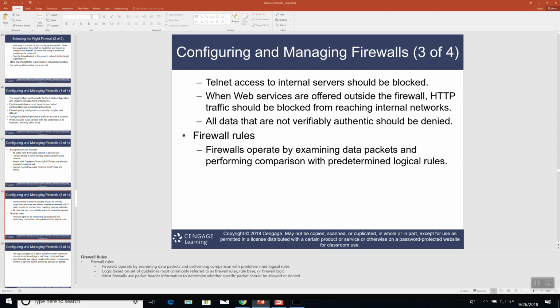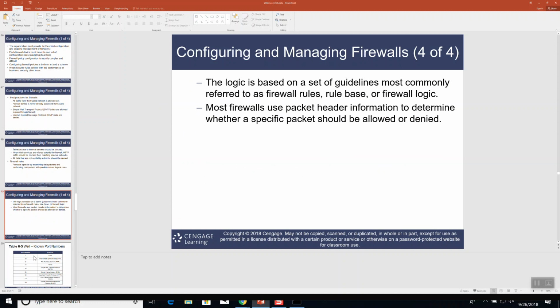The header information, all that information we saw at the top there. So that's mostly what it goes off of. The logic is based on a set of guidelines, most commonly referred to as firewall rules, rule-based, or firewall logic. Most firewalls use packet header information to determine whether a specific packet should be allowed or denied.